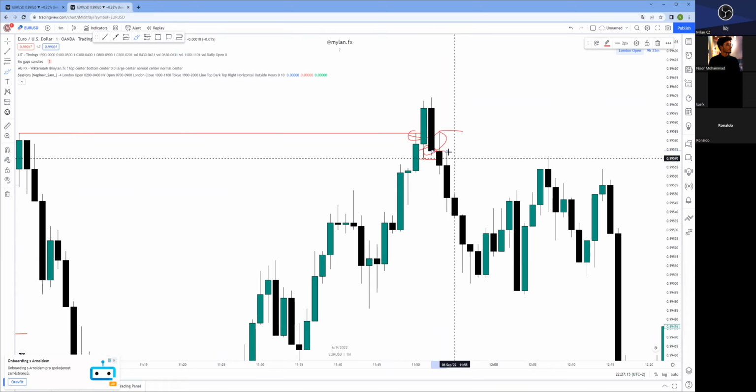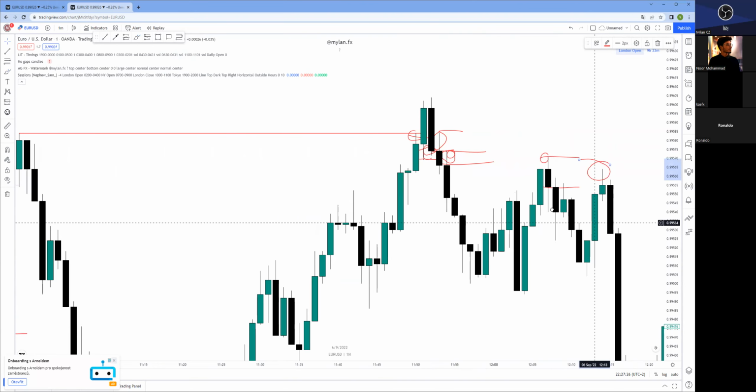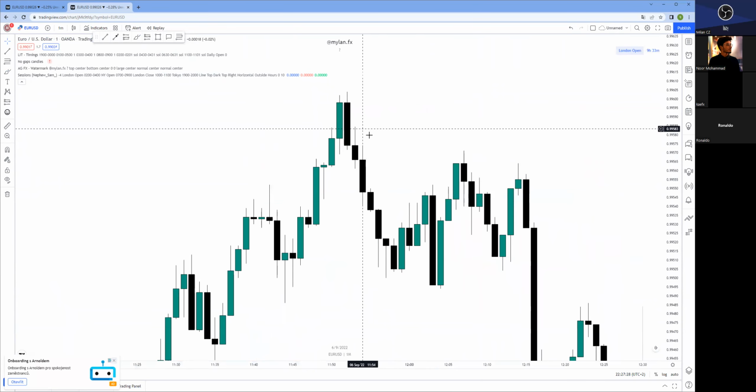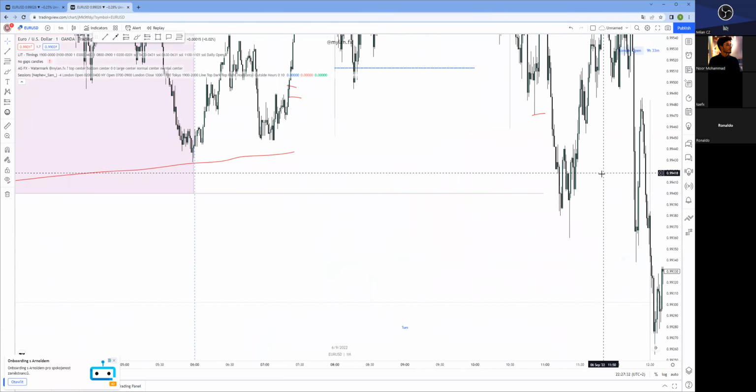This would make your value POI, which is mitigated perfectly. This would be your auto transfer, mitigation, whatever. You could have entered here, you could have entered here, and then price mitigated again. See, 4 possible entries. 3 possible entries if you miss the first one.